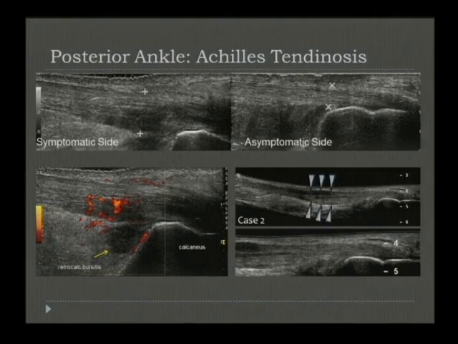See here on case 2, here's an area of thickening also of the Achilles tendon. This is occurring proximal to its insertion site, approximately 2 to 6 centimeters proximal. This is an area called the critical zone. This is the area that is fairly hypovascular and prone to mucoid degeneration, partial tears, full thickness tears, and tendinosis. This is where we see the majority of our pathology given the decreased vascularity to this region.